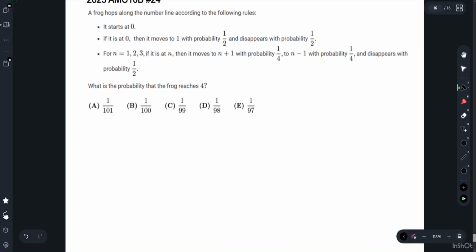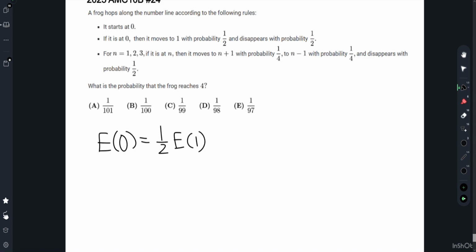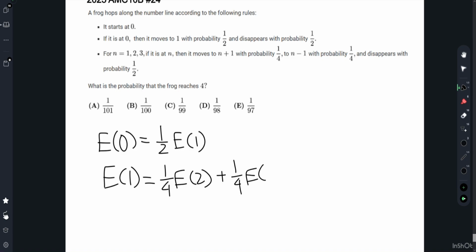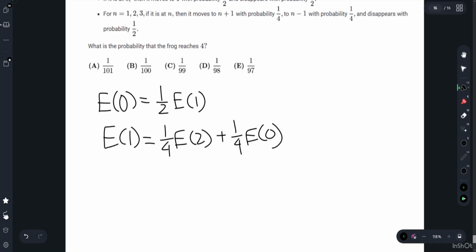Let's use expected value. E0 is going to equal 1/2 of E1, since there's also a 1/2 chance it disappears, which would be 0. Now for E1, there's a 1/4 chance it moves to E2, and a 1/4 chance it moves to E0, and if it disappears, it'll never be able to reach 4, so the probability of that is 0.